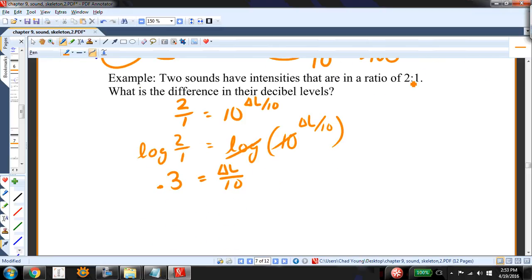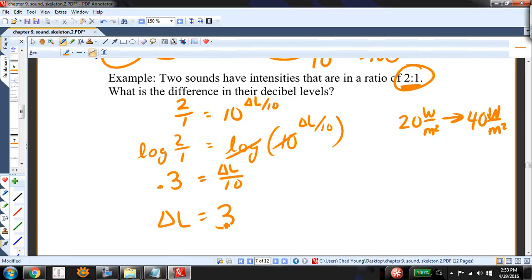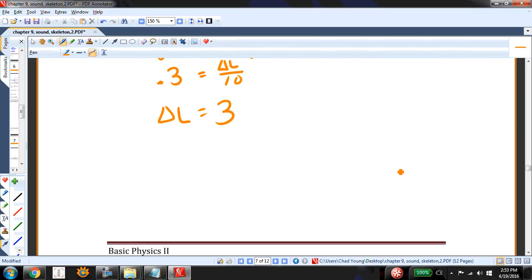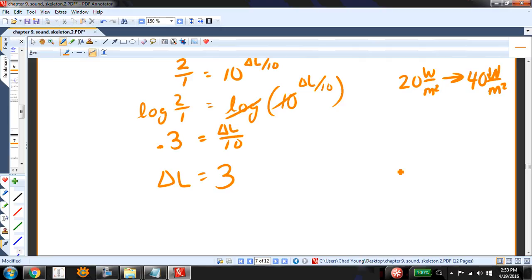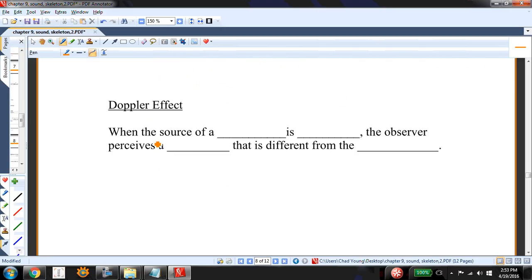So when I go up by a factor of 2, say my intensity goes from 20 watts per square meter up to 40 watts per square meter, that is that ratio of 2 to 1. Then I get a delta L equal to 0.3 times 10, or 3. That means, for example, I've gone from some decibel level to that level plus 3. Okay? All right, so you have some homework problems. Make sure that you know how to deal with this, and we'll also have some concept test questions on the quiz. All right, we'll come back to the Doppler effect.